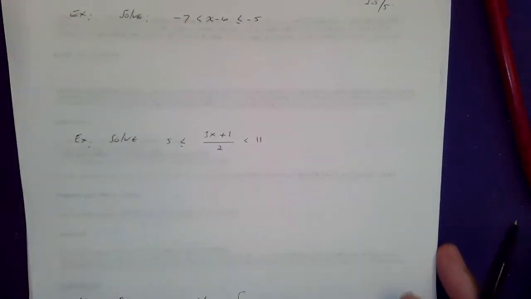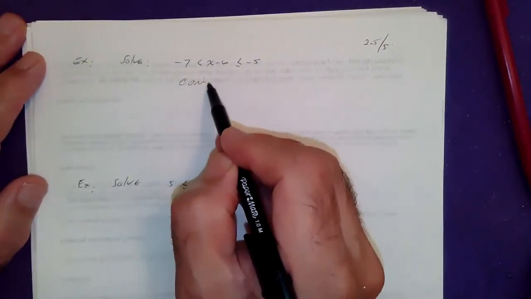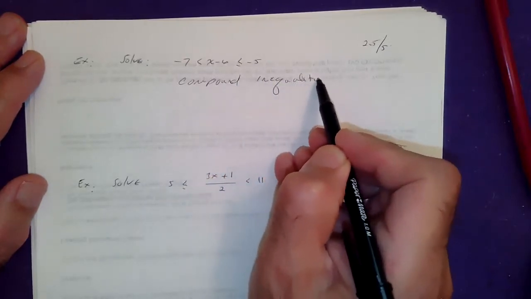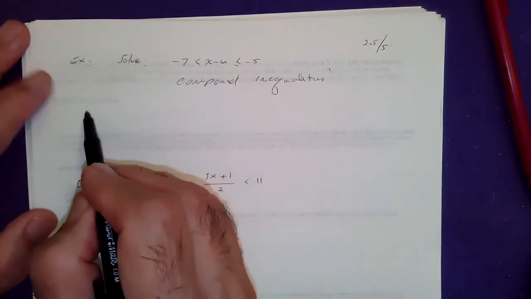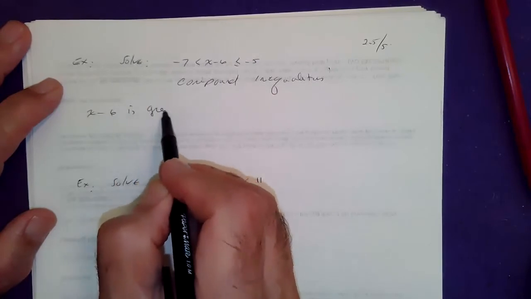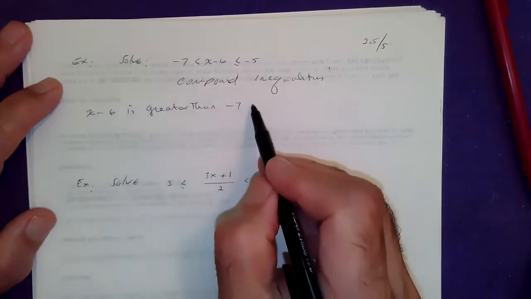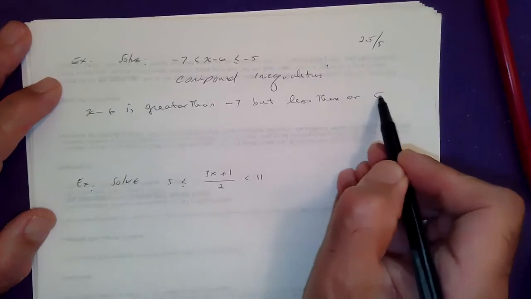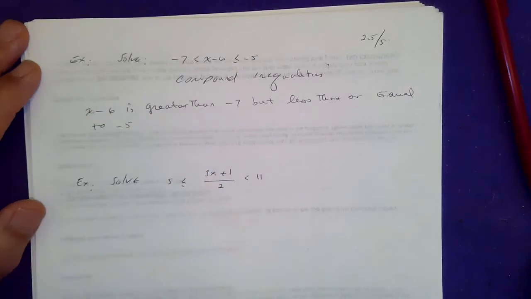Okay, so now let's solve a few more examples. Sometimes you are asked to solve these kind of problems. These are called compound inequalities. That means two inequalities in one. The way you read this, you go x minus 6 is greater than what? The left number, but less than or equal to what? The right number, which is negative 5.